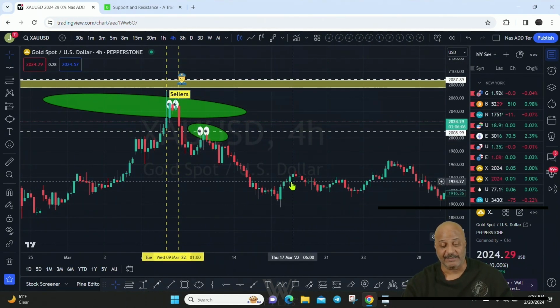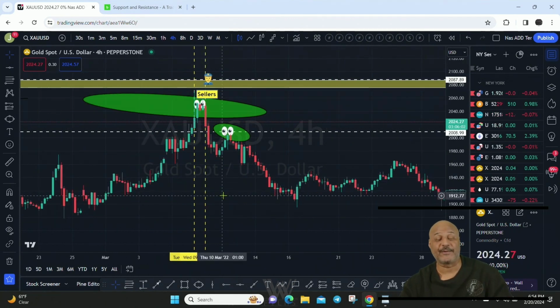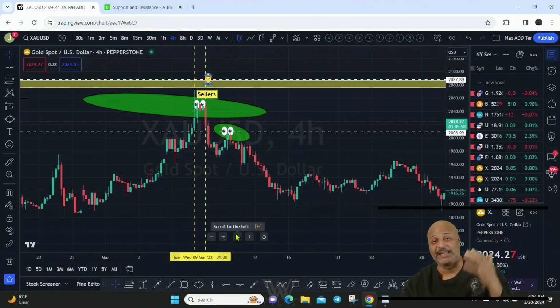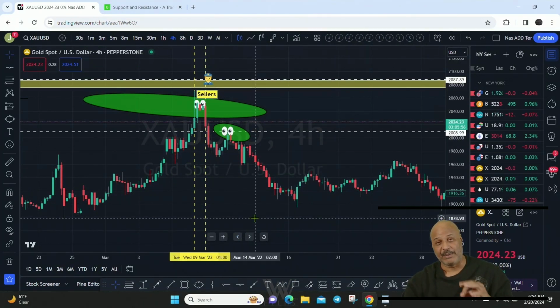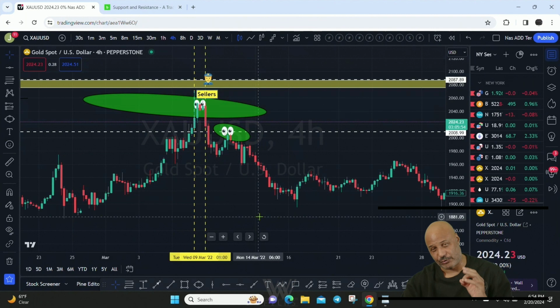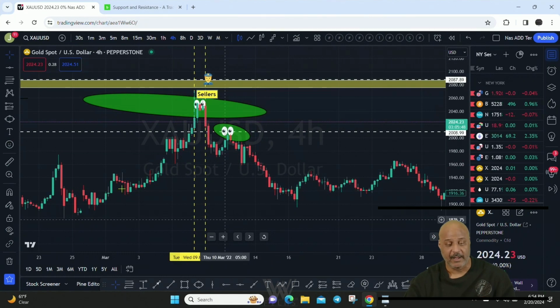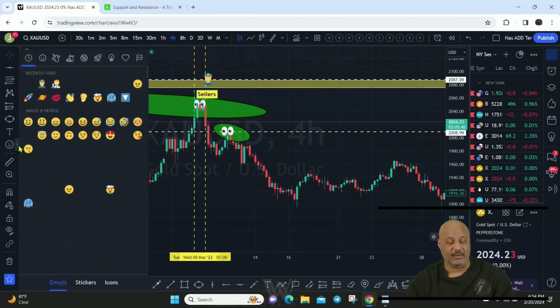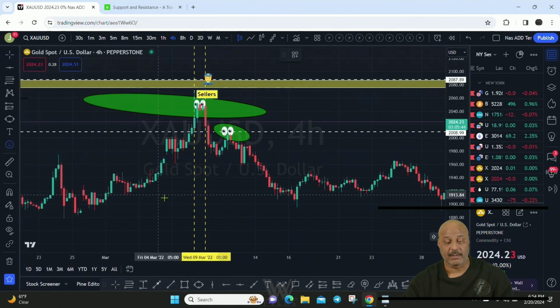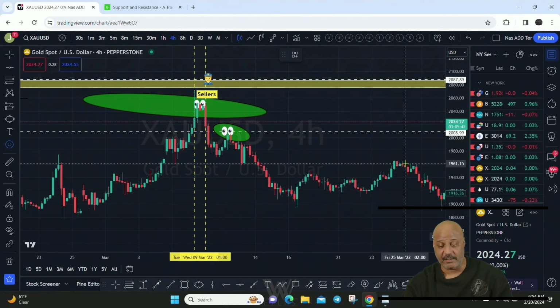And the pullback, right? The pullback right here. Another pullback. So the trend's your friend, right? So when you are in a downtrend, you're only taking sells. You got to be really, really good to counter trend trade. Counter trend trading is going the other way. You don't want that. You lose money. Trust me, I lost money. So I'm looking at sells in this market. So I can put a sell here, right?